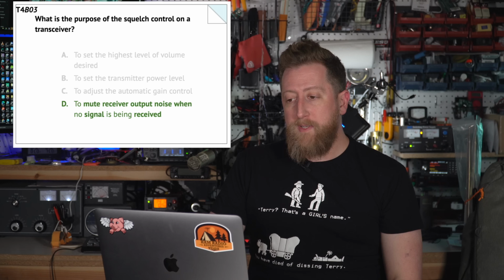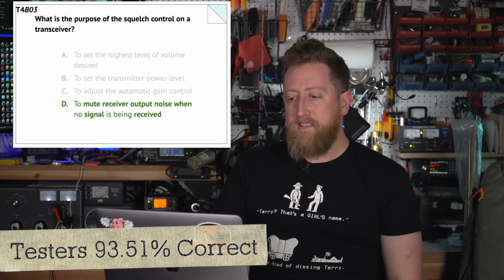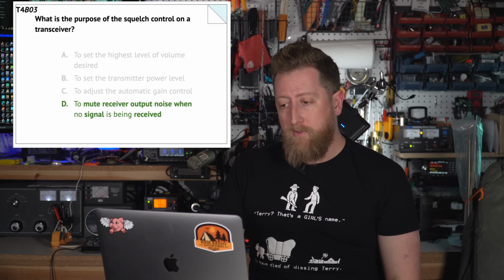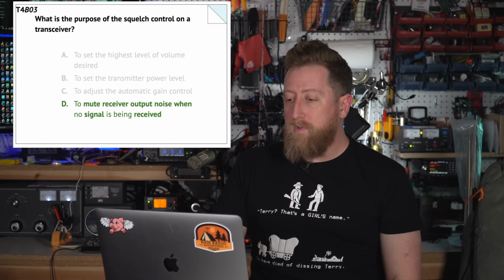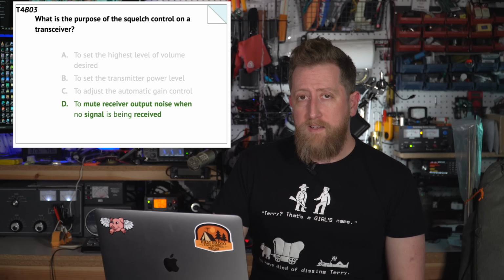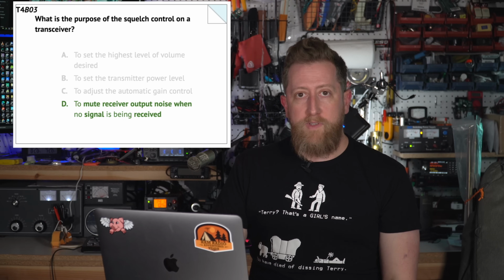T4B03, what is the purpose of the squelch control on a transceiver? A, to set the highest level of volume desired. B, to set the transmitter's power level. C, to adjust the automatic gain control. D, to mute the receiver output noise when no signal is being received. It is D, mute the output noise when no signal is being received.